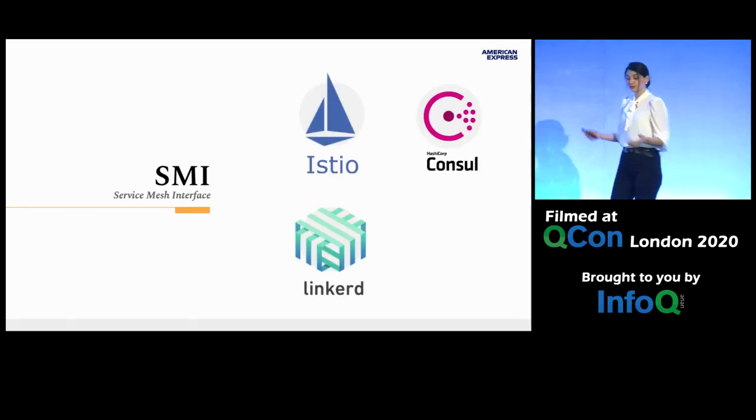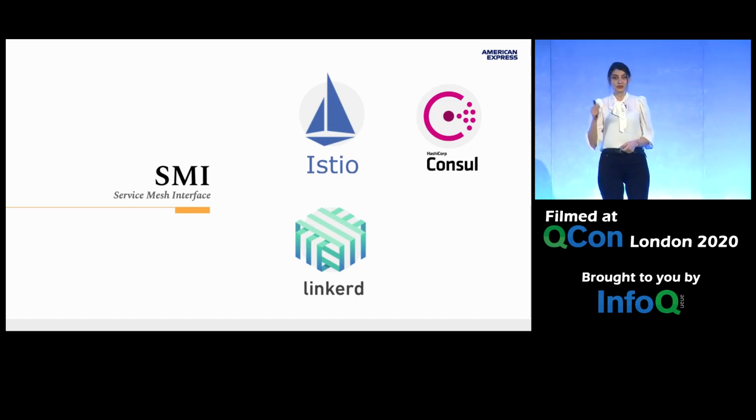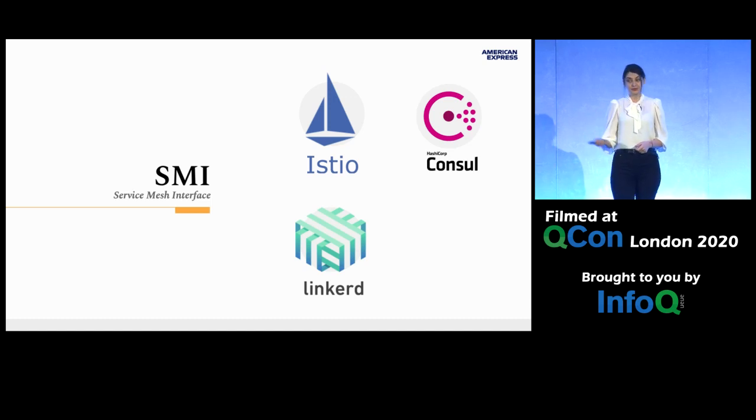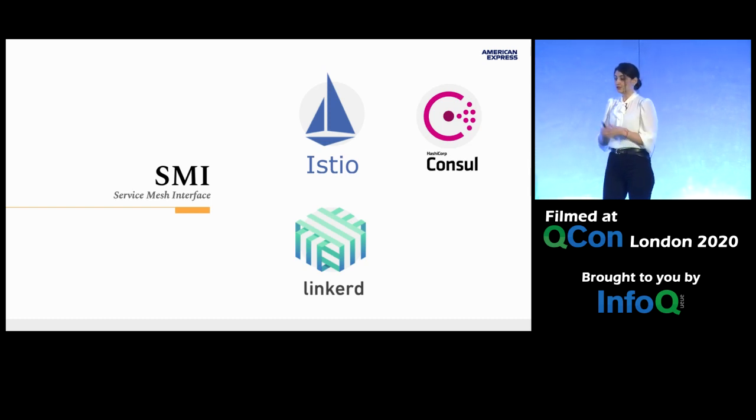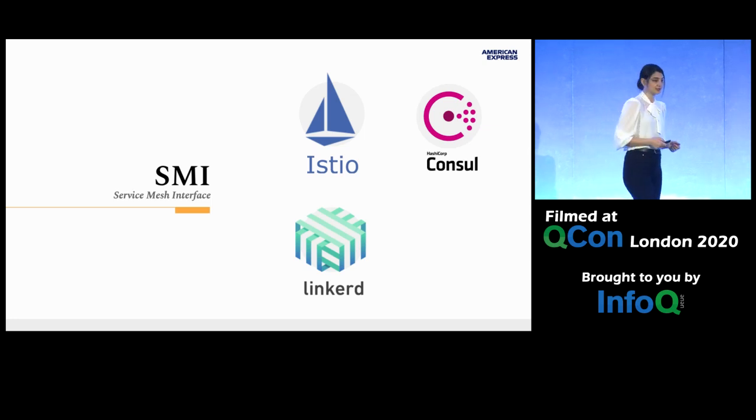Now, we have multiple tools provisioning the service mesh capabilities, but only 3 of them integrate with SMI, from which we have Istio provisioned by Google, Consul provisioned by HashiCorp, and Linkerd provisioned by Buoyant. It's worth mentioning here that Linkerd is currently an incubating CNCF project, and it's known for its simplicity in introducing the service mesh functionalities within a cluster.